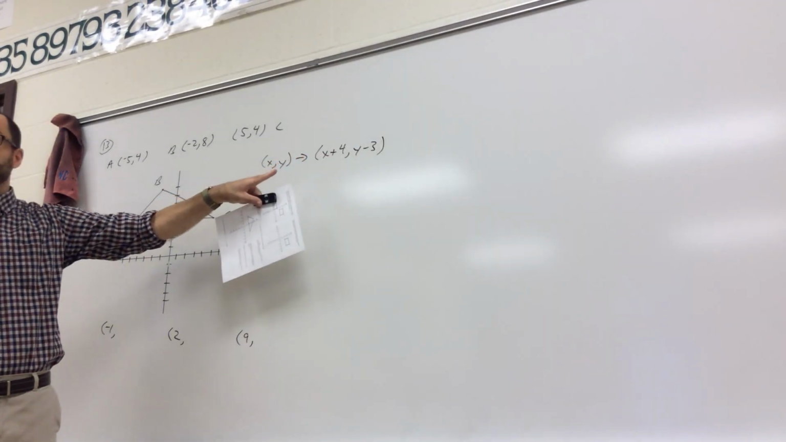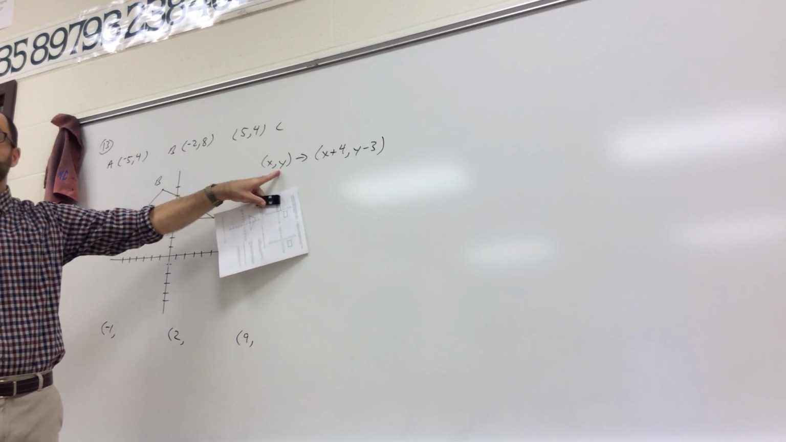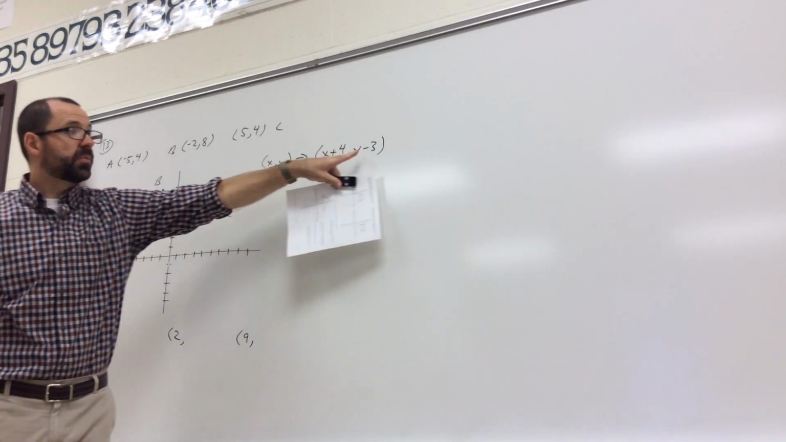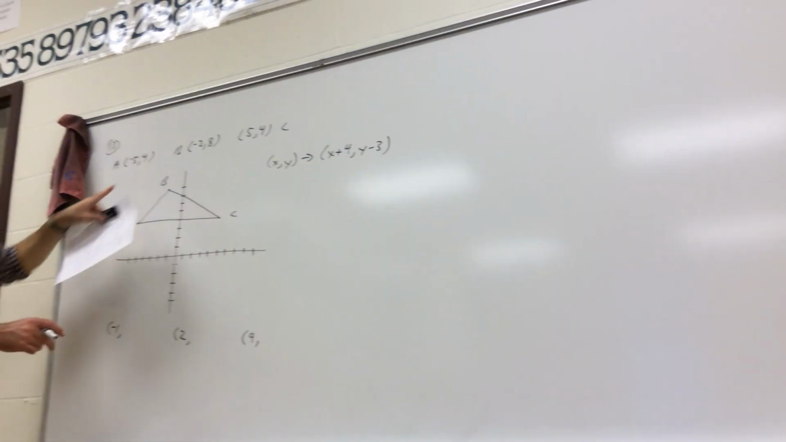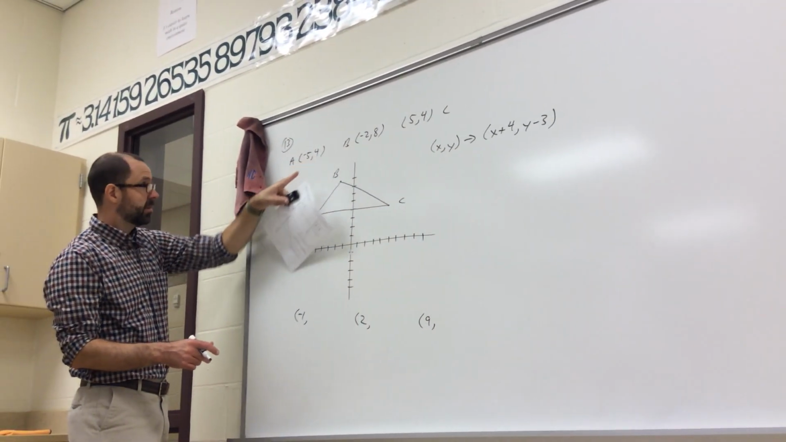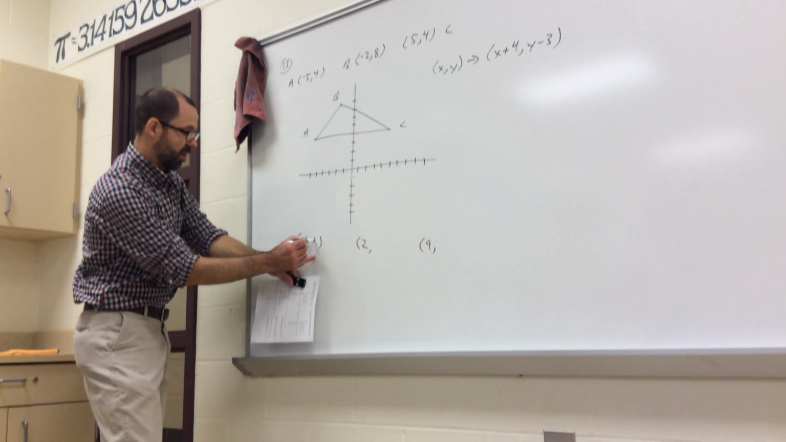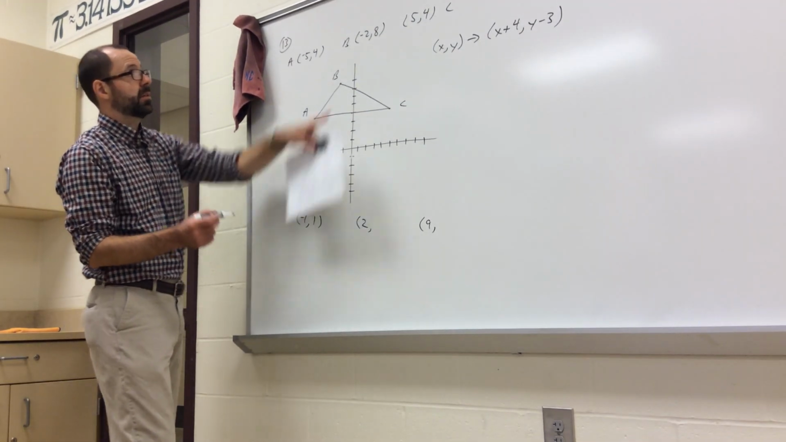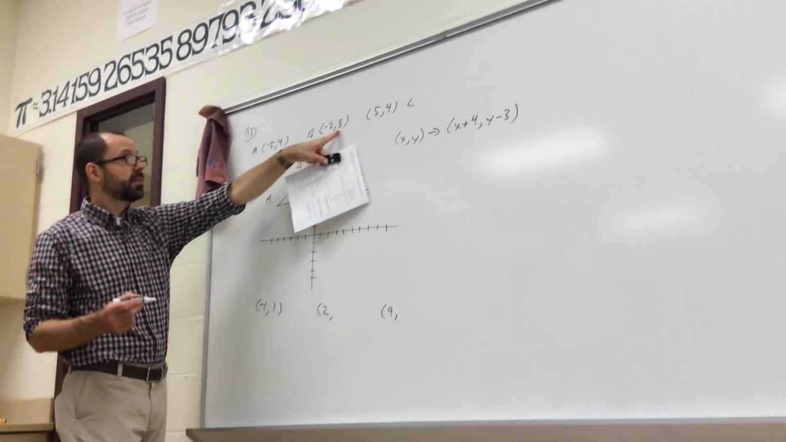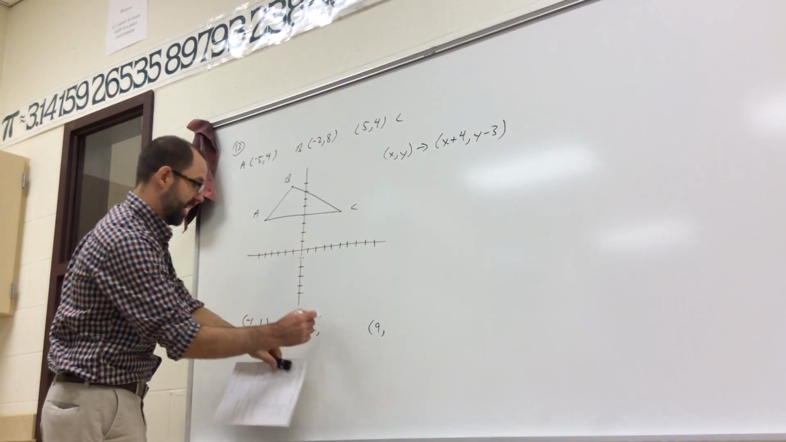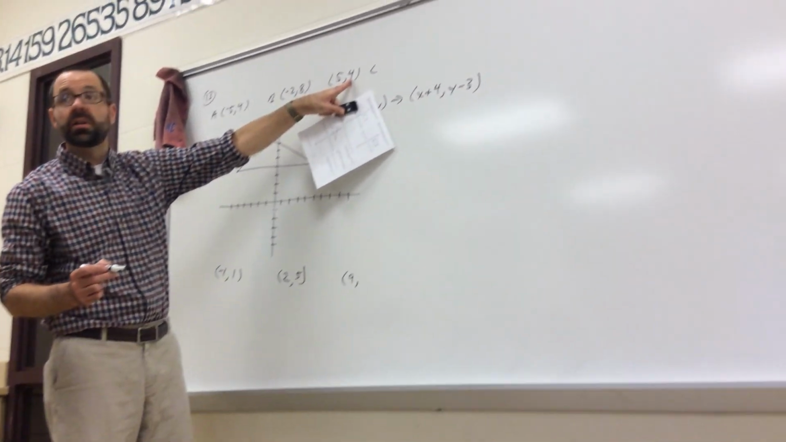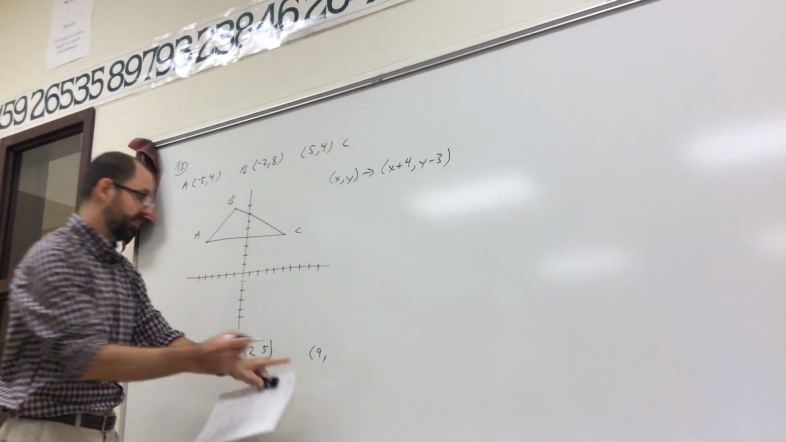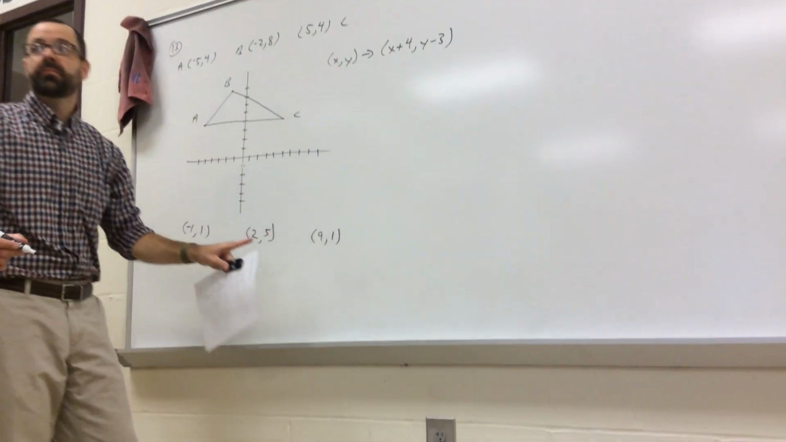Okay, then the instructions say to take the y's and subtract 3. So we're going to do that. So this y is 4, so the new y will be 1. And this y is 8, so the new y will be 5. And this y is 4, so subtract 3 from that, and you get 1.